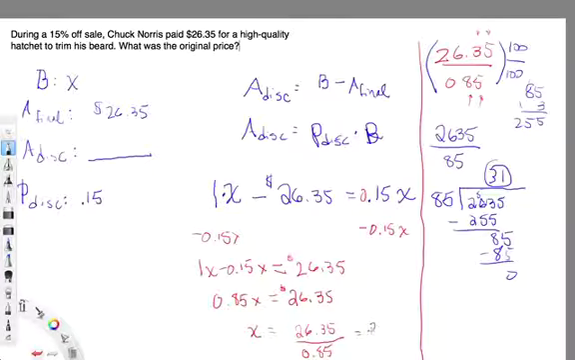And remember to answer the question clearly. The hatchet originally cost $31. I hope this was helpful.